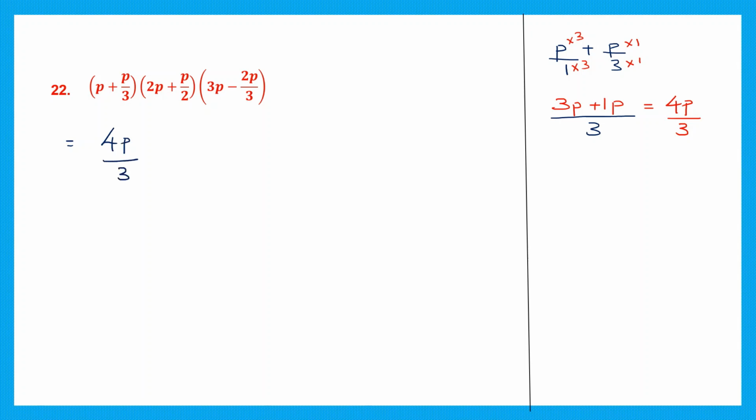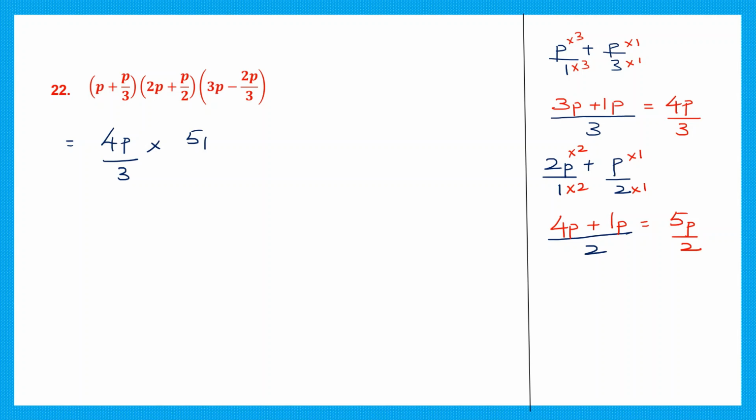Now taking the next one, 2p plus p by 2. So give it the denominator 1, the LCM here is 2. So multiply 1 into 2, so multiply this into 2. 2 2s are 4, so that is 4p plus 2 into 1, so p into 1 is simply 1p. So 4 plus 1 is 5, 5p by 2. So this is into 5p by 2. Then taking the next one, we have 3p minus 2p by 3.